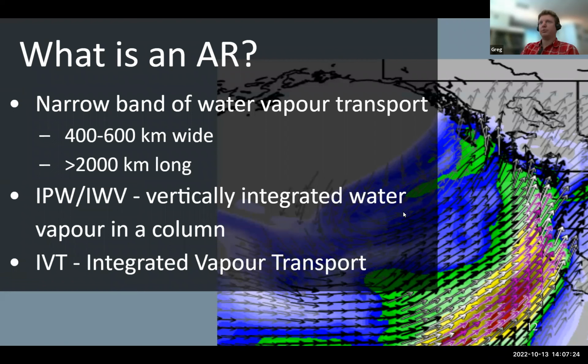Okay, so that's some pretty good motivation for understanding more about atmospheric rivers. So we'll talk a bit more now about what they are. They're a relatively narrow band of water vapor transport, generally 400 to 600 kilometers wide, over 2,000 kilometers long. And the way we look at them is using these fields called integrated precipitable water. That's IPW, integrated precipitable water, also known as integrated water vapor, IWV. And we look at this in a column in the atmosphere, which I'll talk about in a second. And then another quantity that we use is integrated vapor transport.